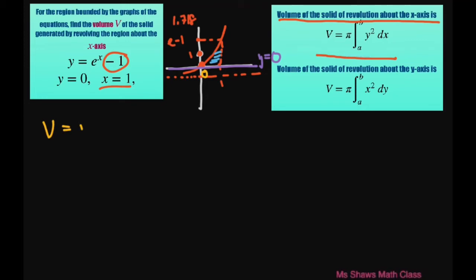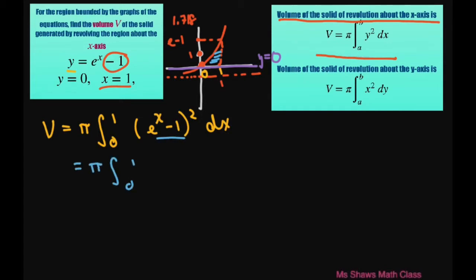All right, so we're going from 0 to 1, and we use this formula, so the volume is going to be pi, and we're going from 0 to 1, and your y is going to be e to the power of x minus 1, square it, dx. All right, this is going to equal pi times the integral from 0 to 1. Let's square this out. This is going to be e to the power of 2x minus 2e to the power of x plus 1 dx.